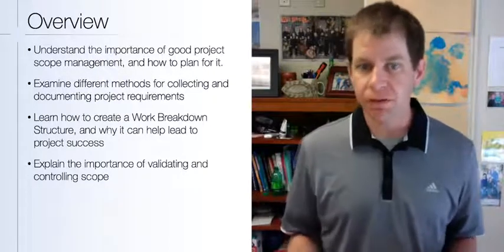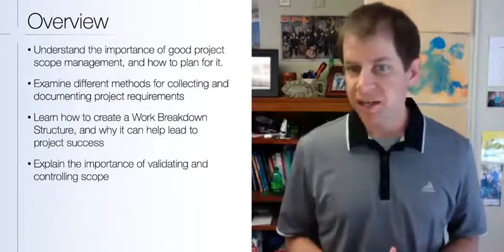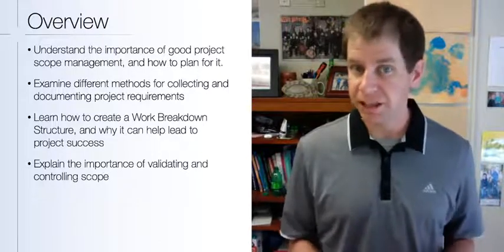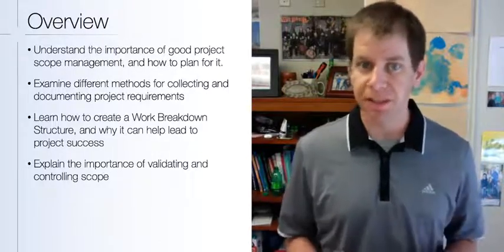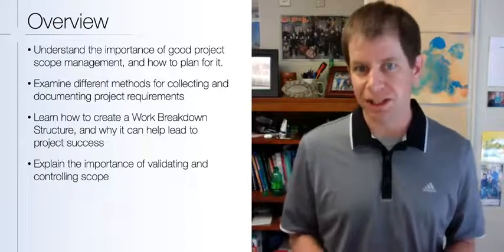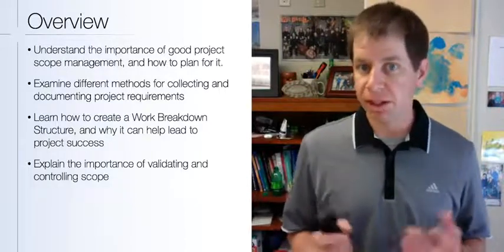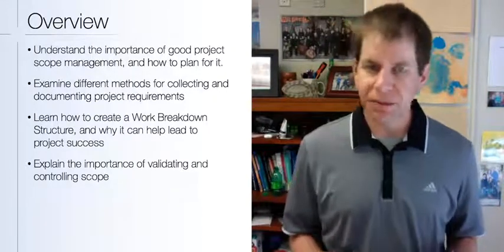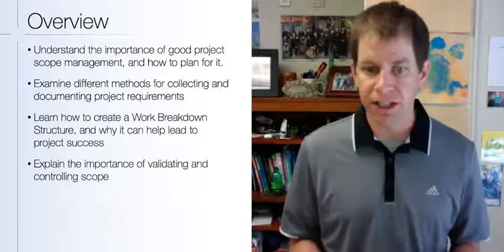As a bit of an overview, in this chapter, we're going to understand the importance of good project scope management, how to plan for it. We're going to look at different methods for collecting requirements. We're also going to talk about why collecting requirements is so important and why it's so difficult to do. We're going to talk about how to create what's called a work breakdown structure, and we'll do a mini version of this in class as well. We're also going to talk about the importance of validating and controlling scope.